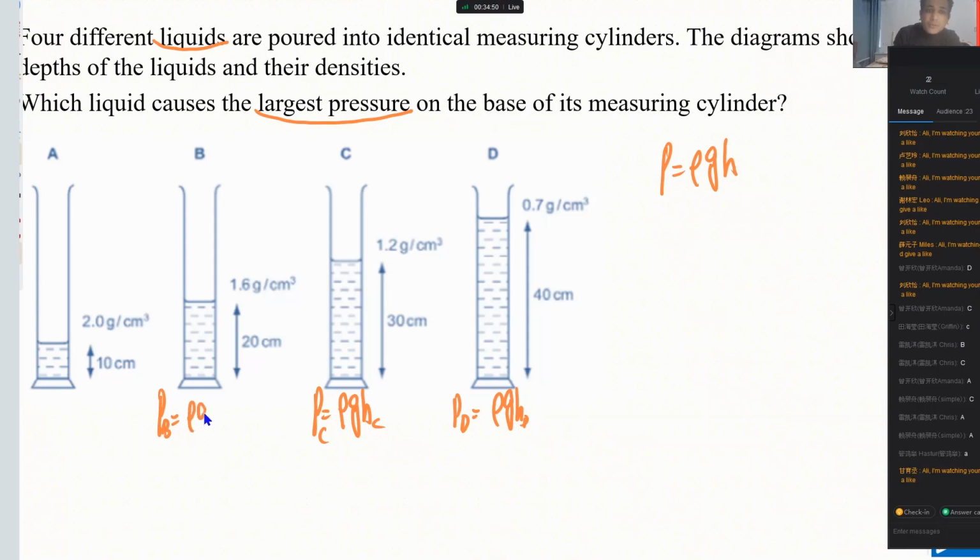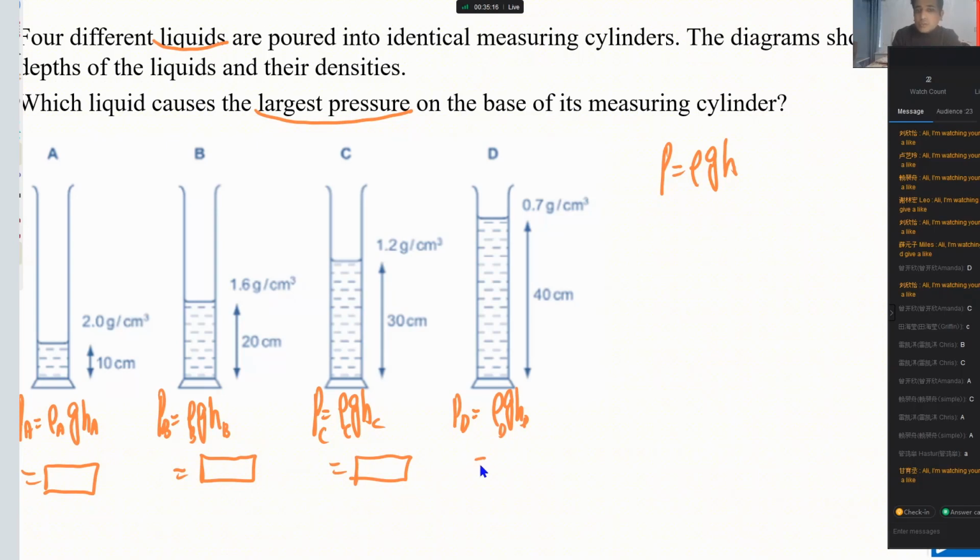So this will be rho GH, and also this is rho C, and this is rho D, and this is rho B. This is HB, and here you will use PA. This is equal to rho of A times G times HA. So you will get your answers here after you plug in these values, and you will choose the largest answer. That value you have to choose. So this is how you can figure out the largest value.